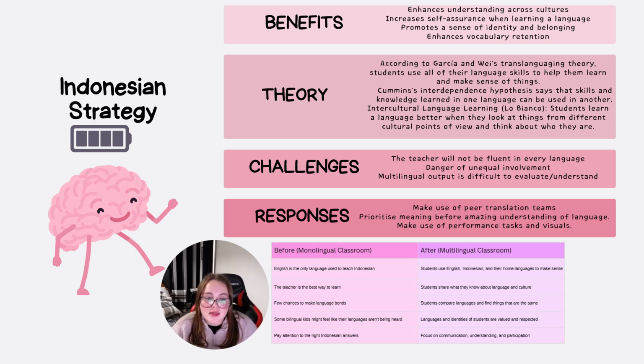Some challenges would be that the teacher will not be fluent in every language. It's not physically possible. There are dangers of unequal involvement because students don't understand what the teacher is saying or asking of them. And multilingual outputs are difficult to evaluate and understand, so we can't understand what the student is saying or trying to communicate to the teacher, so it's just a bit of a blockade. Some responses or solutions are that you make use of peer translation teams. So if you have two Arabic students, have them work together. Prioritise meaning before accuracy of language, and make use of performance tasks and visuals.